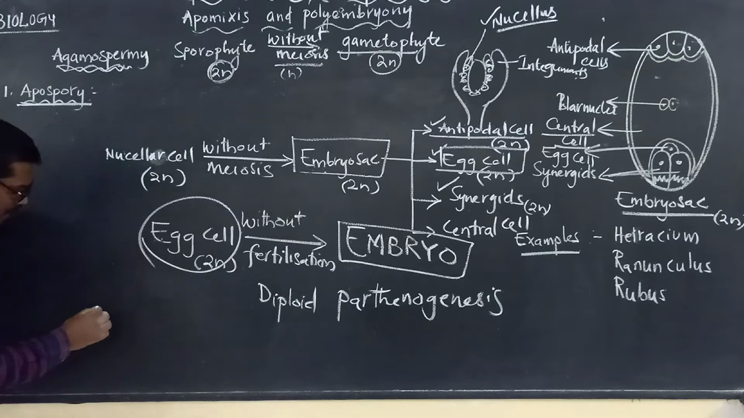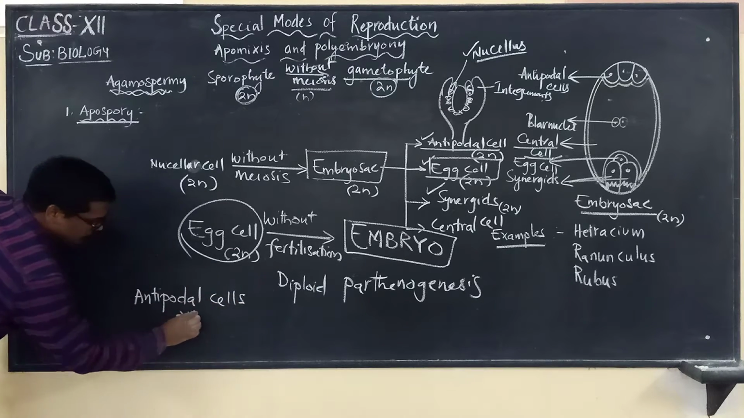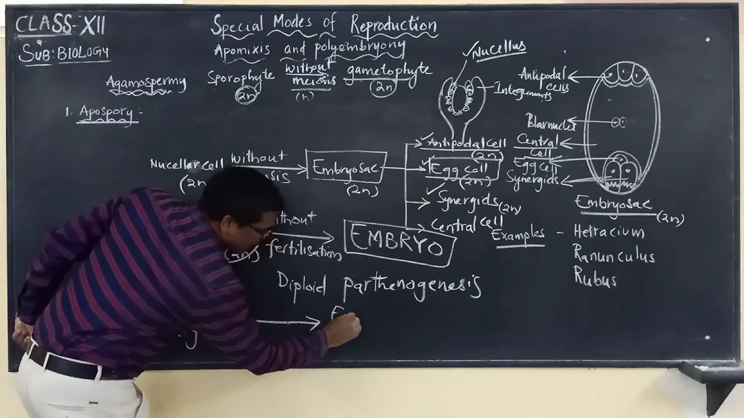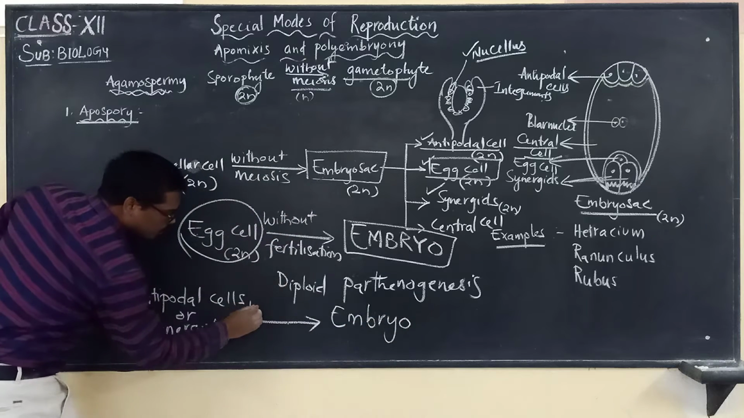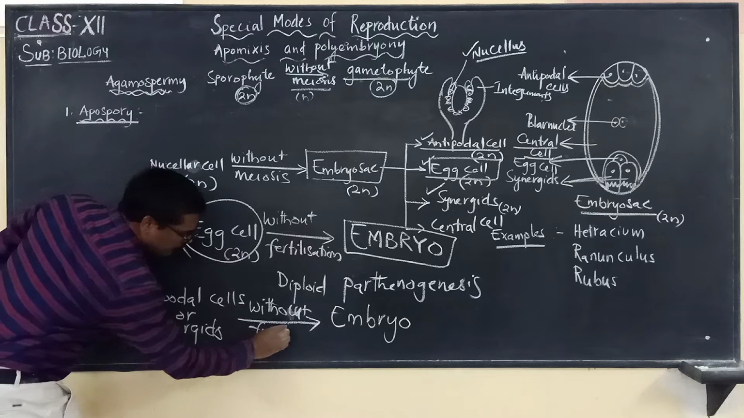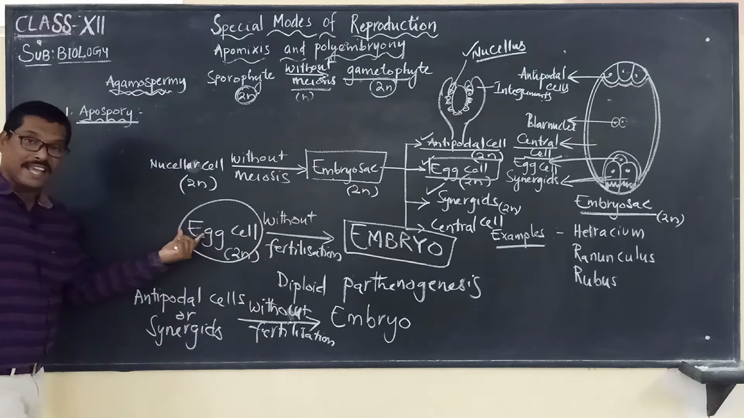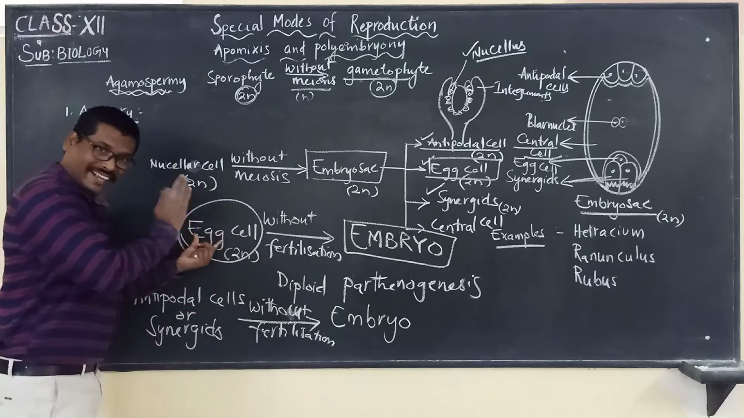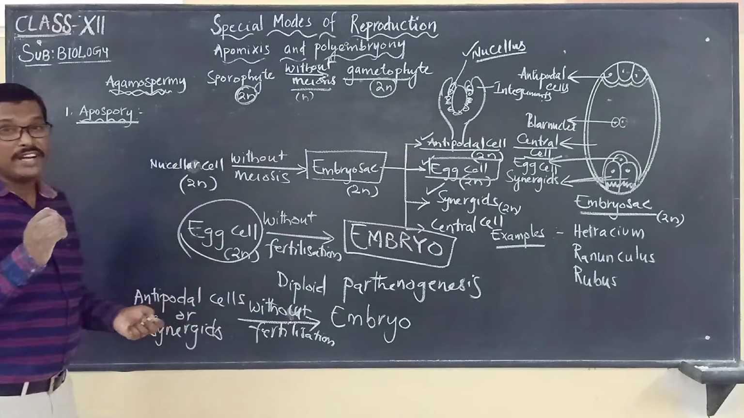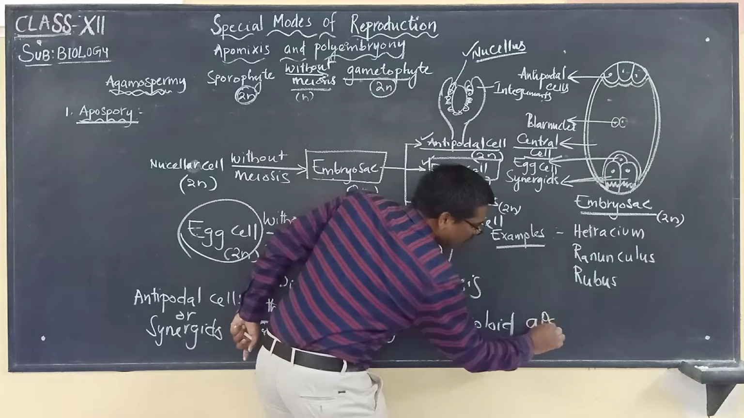So we have to remember that when the antipodal cells or synergids develop into embryo, this is also without what? Without fertilization. We call this process diploid apogamy. Please remember, diploid parthenogenesis means when the egg cell is developing into embryo. Except the egg cell, if the antipodal cells and the synergids are developing into the embryo, we call it diploid apogamy.